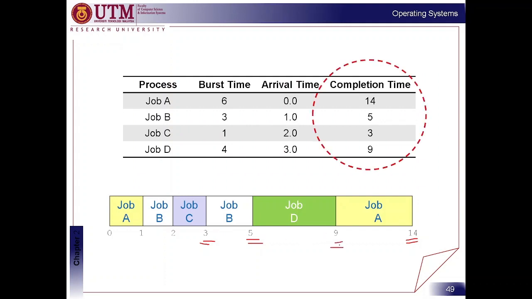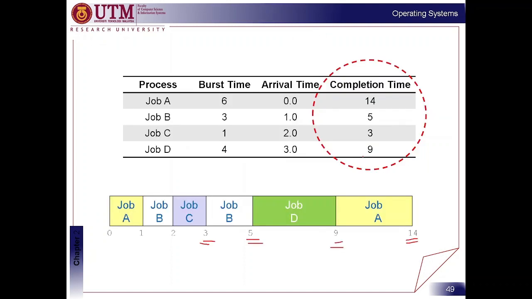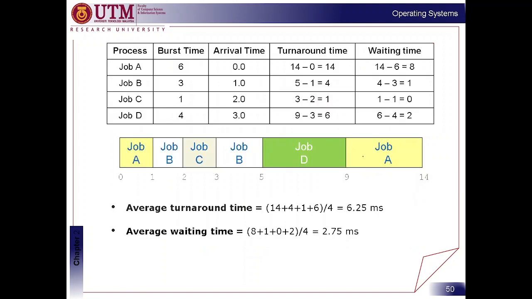Okay, next. So here we will calculate the turnaround time and the waiting time. Just like before, for turnaround time, we will take the completion time from the previous slide and subtract the arrival time. So for job A, 14 subtract 0 gets 14, and for job B, 5 subtract 1 gets 4, then 3 subtract 2 gets 1, and for job D, 9 subtract 3 we will get 6.